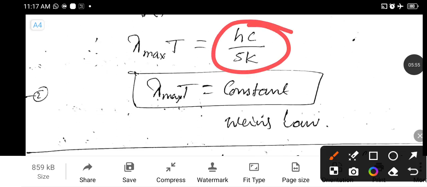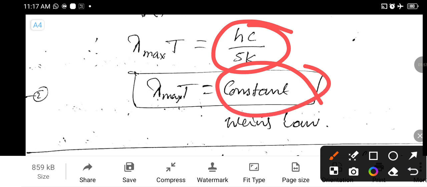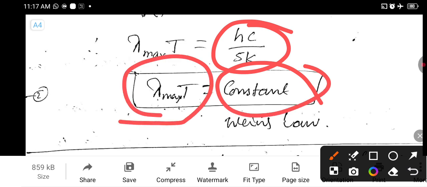Hc by k is the constant. So λT is equal to a constant. This is the Wien's displacement law. It states that the product of the wavelength corresponding to maximum energy and temperature is equal to a constant.